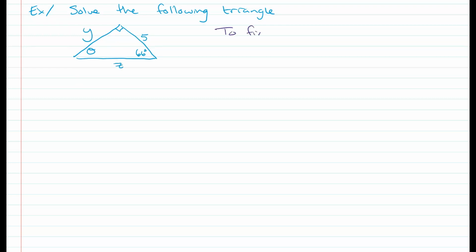Let's look at another one. Solving the following triangle. Now there's two possibilities for solving triangles. Either you know two sides and are missing two angles, or you have one side and one angle. So I'm going to start by finding theta. I have two of the angles already. I have the 90 degree and the 66.